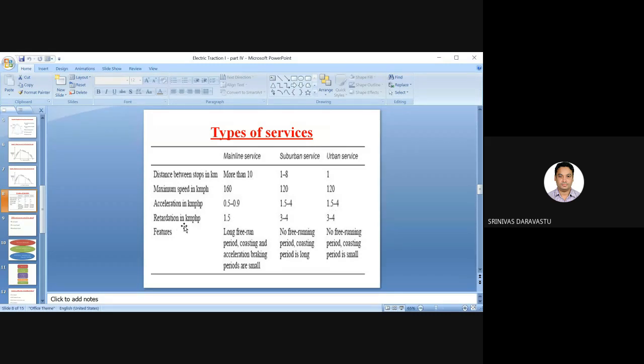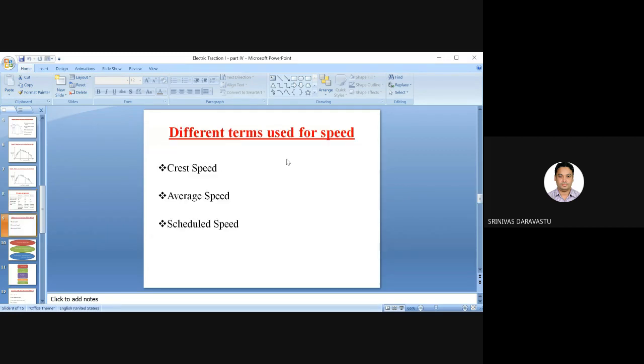Now features of mainline services is long free running period, coasting and acceleration periods are small. And suburban services no free running period, coasting period is long, and urban services no free running period, coasting period is small as compared to suburban services. And the different terms are used for speed: crest speed, average speed, and scheduled speed.